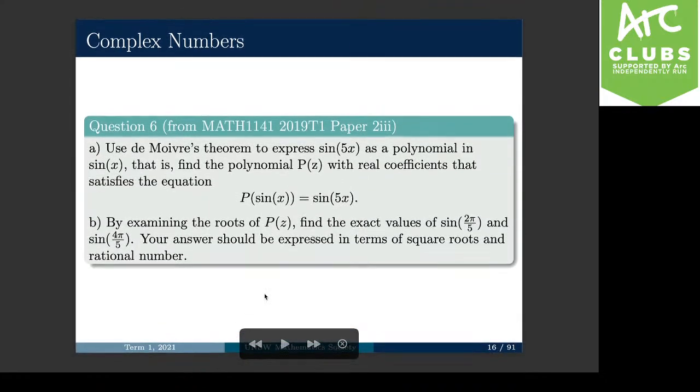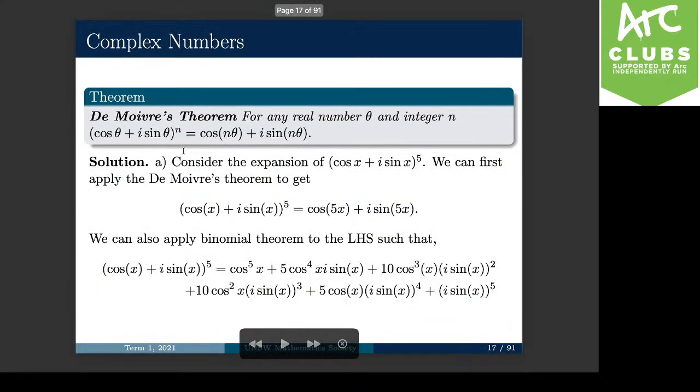For part A, we're obviously trying to apply De Moivre's theorem, which is given here. For any real number theta and integer n, (cos theta plus i sine theta) to the power n equals cos n theta plus i sine n theta. So for part A, we consider the expansion of (cos x plus i sine x) to the power 5. Applying De Moivre's theorem, it would just be cos 5x plus i sine 5x.